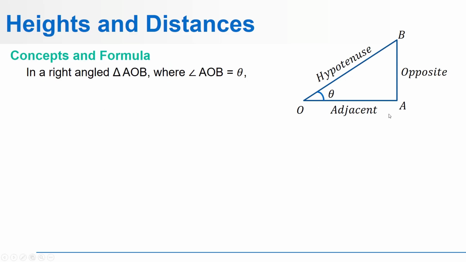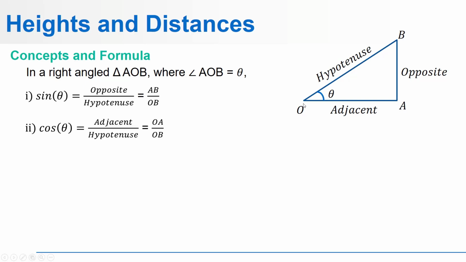In a right angle triangle AOB, where the angle AOB is defined as theta, we can say sin theta is nothing but opposite by hypotenuse, that is AB by OB. And cos theta is adjacent by hypotenuse, OA by OB. And the tan theta is opposite by adjacent, AB by OA.